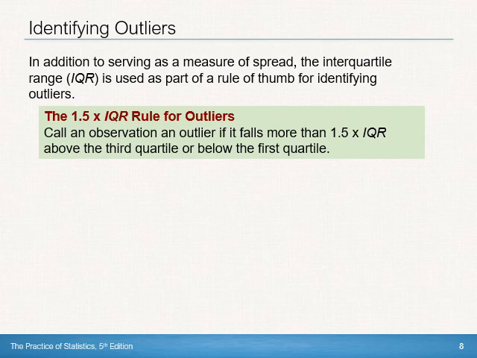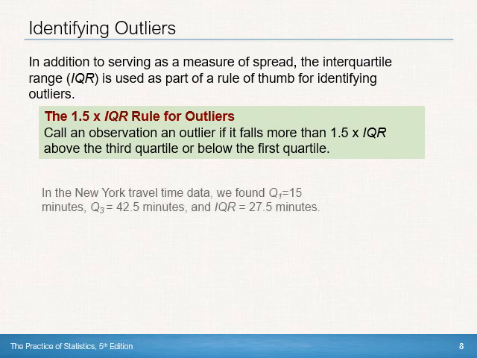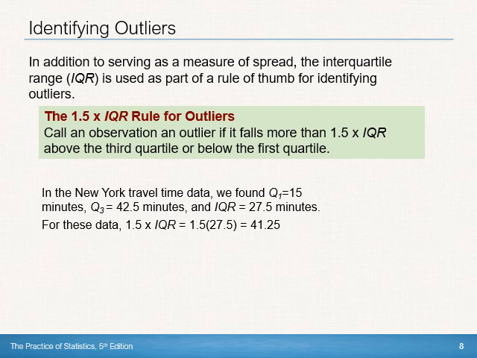Again, an example will make more sense here. So in our example for the New Yorkers, the IQR, if you remember, was 27.5. And then 1.5 times IQR would be 41.25. So we add that to Q3. Oh, well, sorry, I'm first going to subtract it from Q1. So Q1 minus that 1.5 IQR. So 15 minus 41.25 gives us negative 26.25.